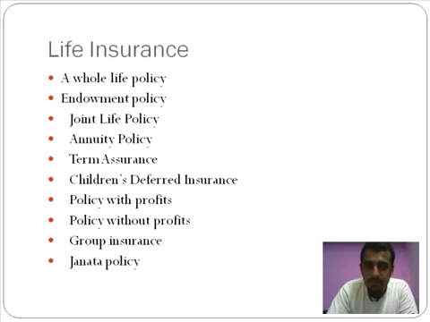Endowment policy refers to a policy which has a particular number of years, and the eventuality should occur in that particular number of years. So that's what you would refer to as an endowment policy. Joint life policy is a type of insurance policy which is taken by two or more persons. Let's say a father would take a joint life policy for his wife and for his child. And then you have an annuity policy.